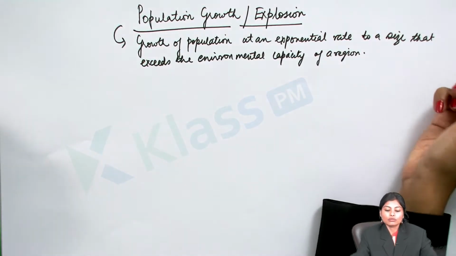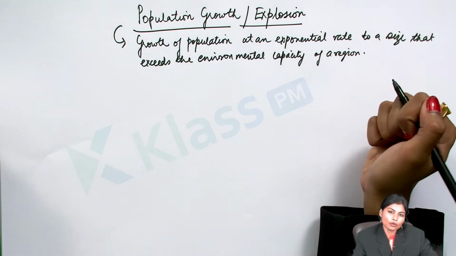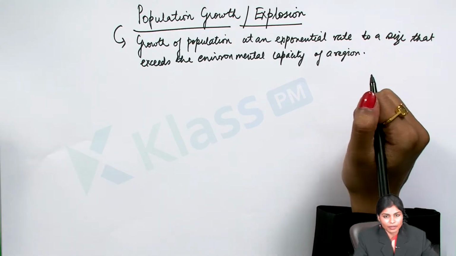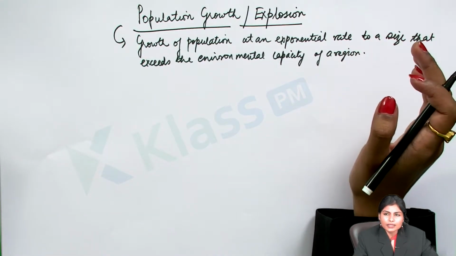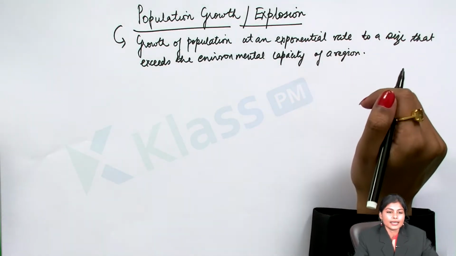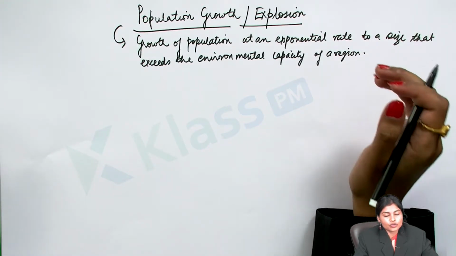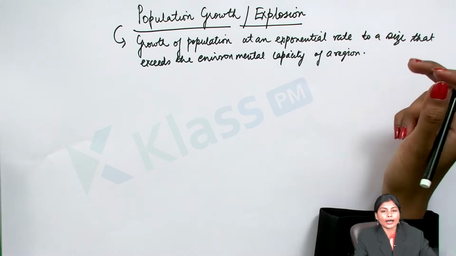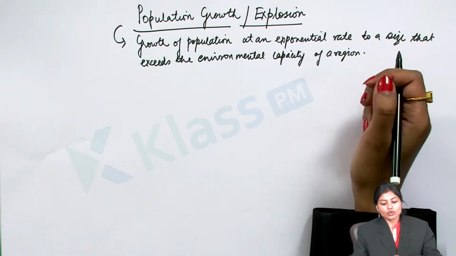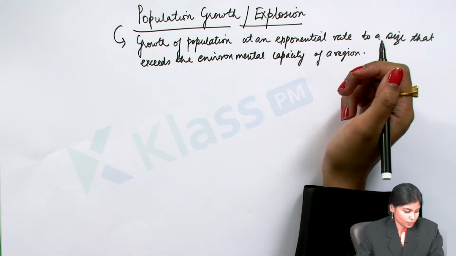So every particular area will have its particular size, and obviously according to its size it can accommodate resources and people, right? So when you have an exponential growth rate in population, that particular size is not suitable, it is not able to accommodate that amount of people. So that time we say that it is termed as population explosion, right?